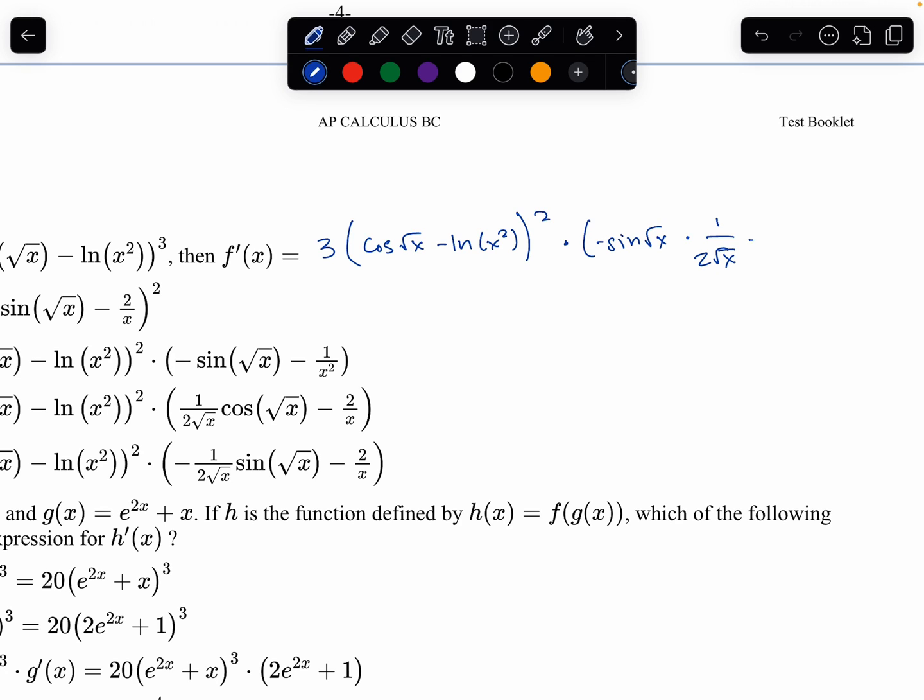Now I'll do minus. I'll take the derivative of the natural log of x squared, which is going to be 1 over x squared. And then I'm going to multiply by the derivative of the inside of that, which would be 2x.